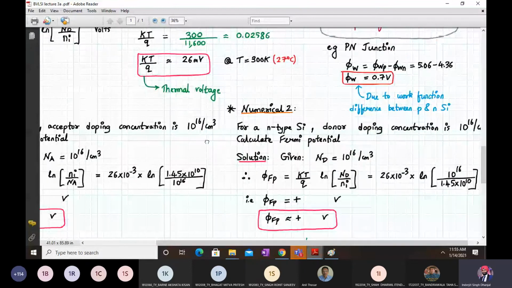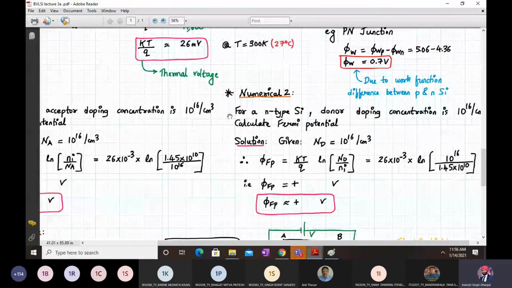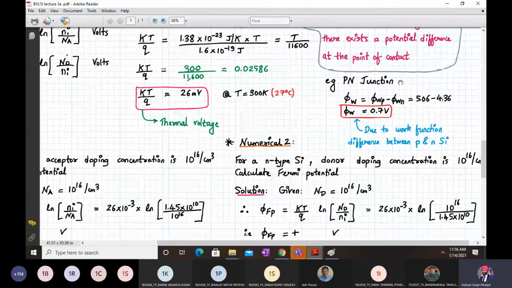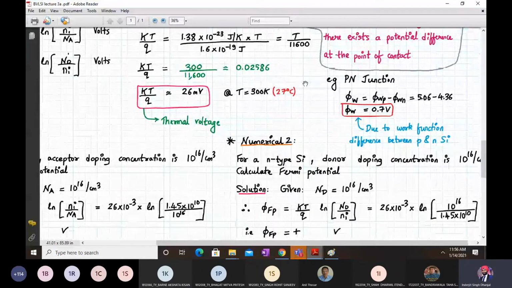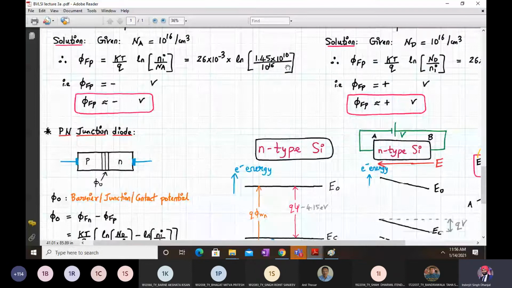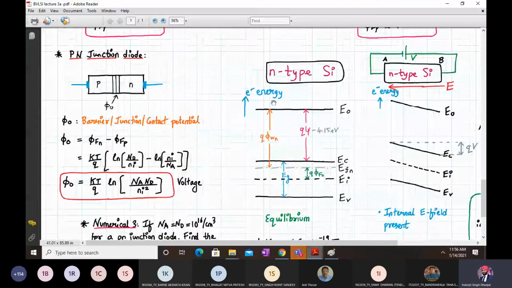Okay, now, fine with this 0.7, all of you got? And did you understand the concept? Just write yes. How we got 0.7, which is due to the work function difference between n and p-type silicon. Okay, fine, thank you.